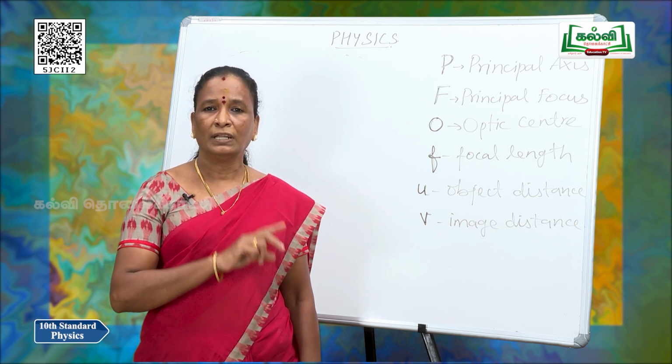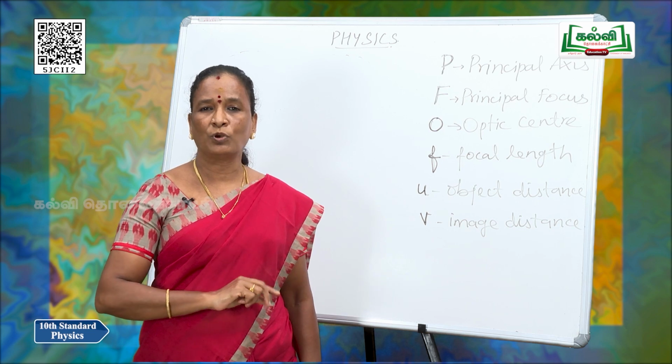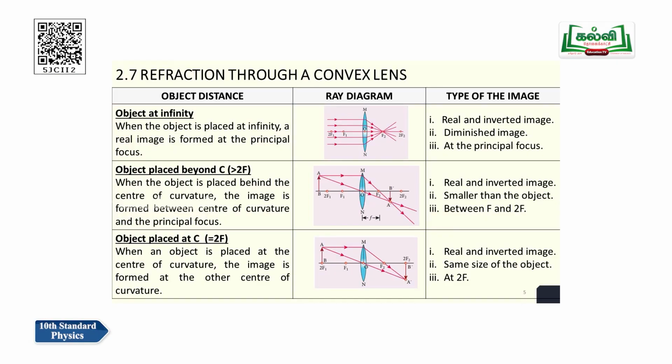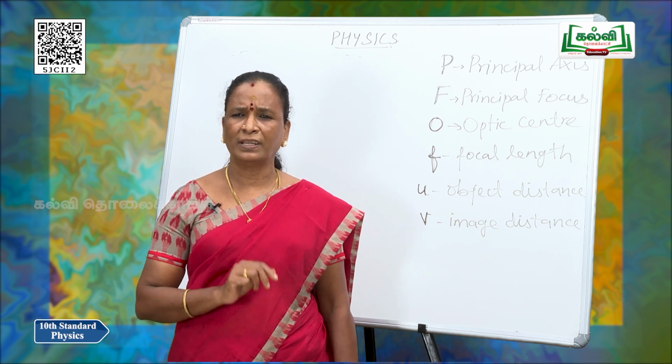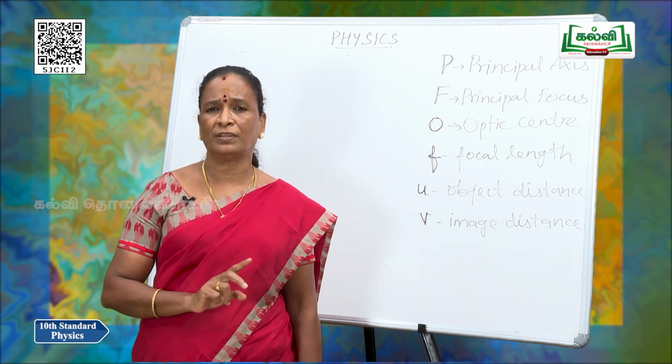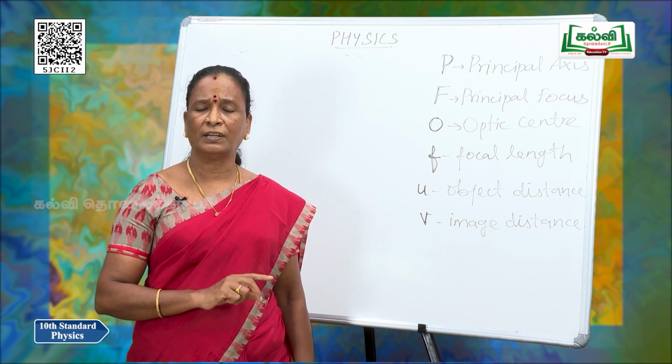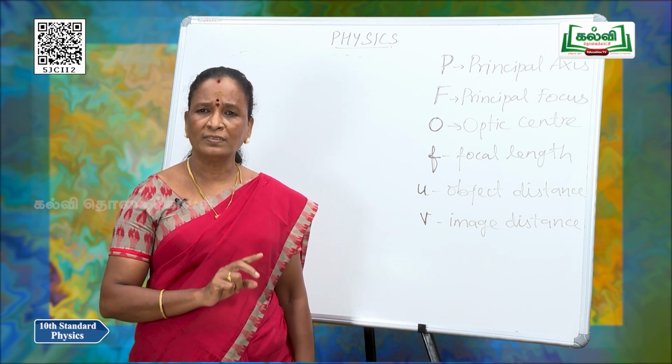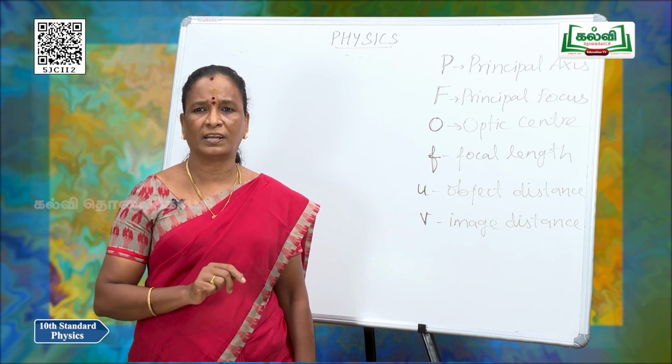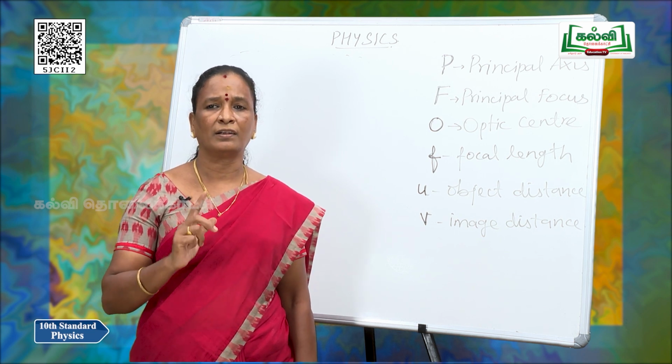I have already explained this when discussing the principal focus, and I explained it clearly in that diagram. The rays parallel to the principal axis converge after refraction at a point on the principal axis. So the same diagram is given here. What kind of image are we getting? We are getting a real and inverted image. What is meant by real? What is meant by virtual? You know very well, children; you have already learnt this in lower classes. A real image means we can catch it on the screen. A virtual image means we can't catch it on the screen.